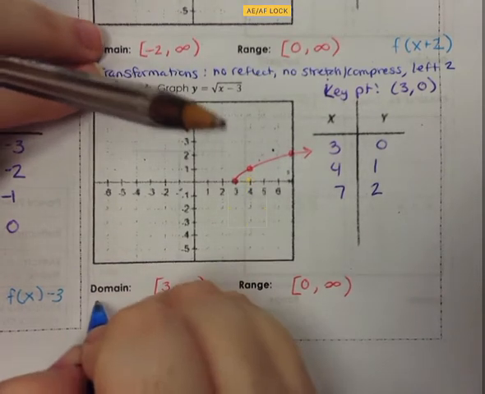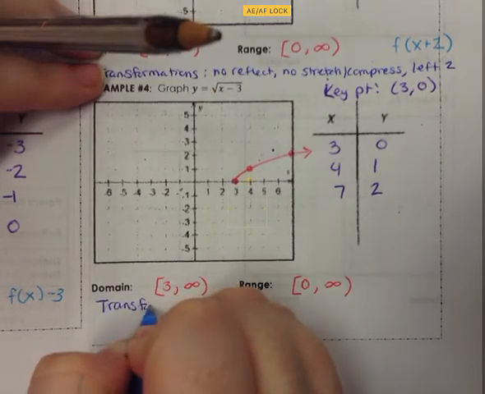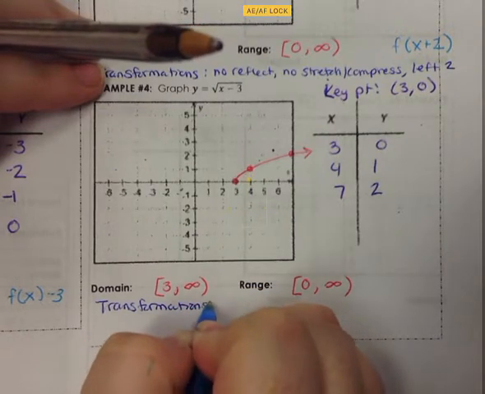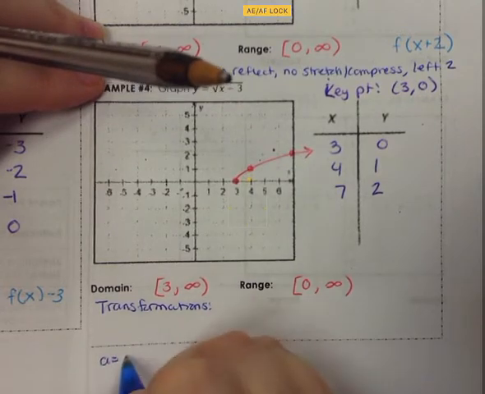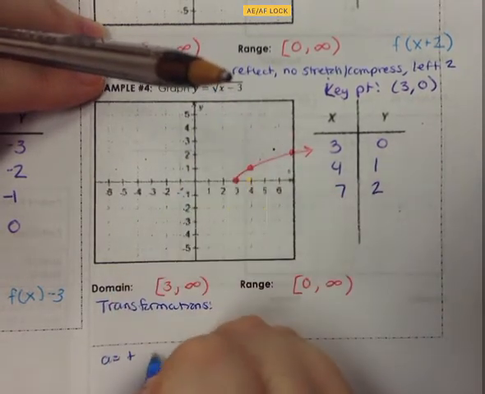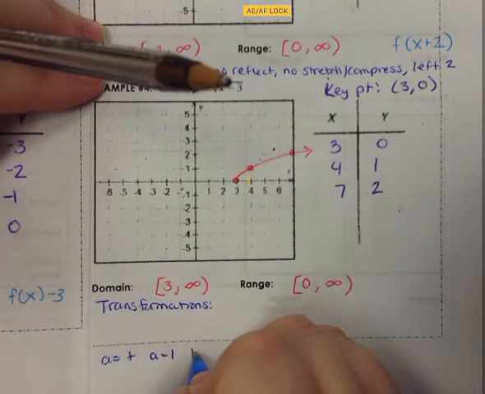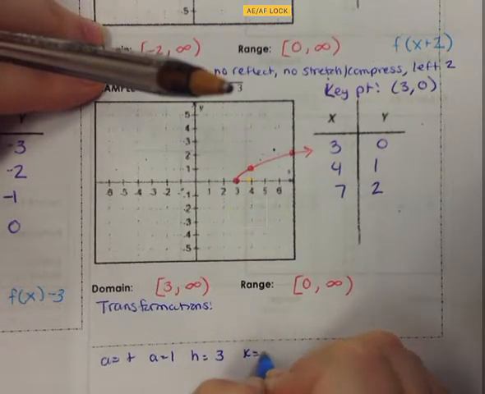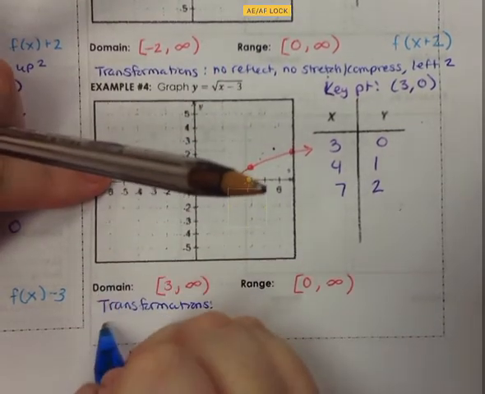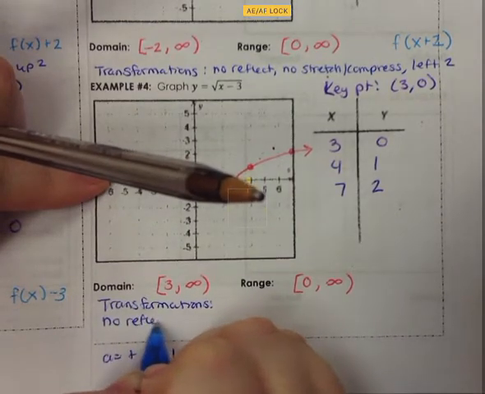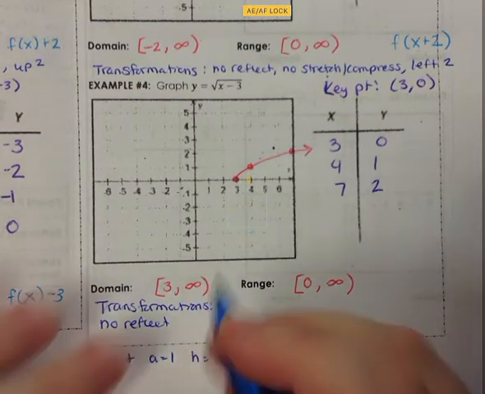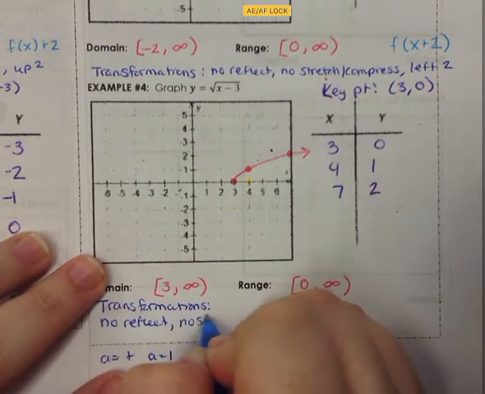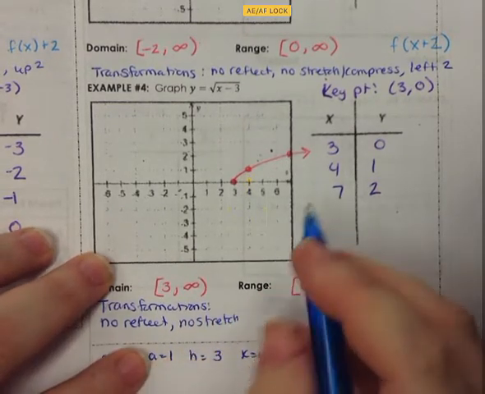Talk about transformations. Again, we look at our a, which is a positive 1. Your h is equal to that positive 3, and your k is equal to 0. So transformations means that it's not reflecting, so no reflection, because it didn't cross over the x-axis. There's no stretch or compress, because a is 1.